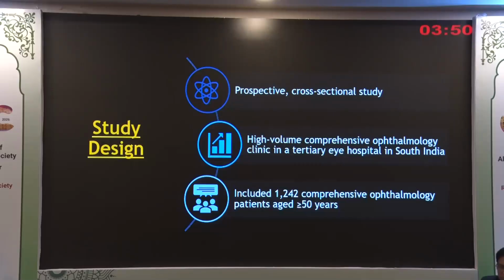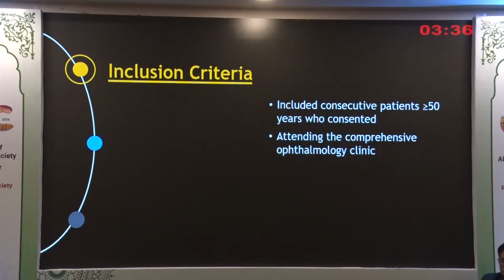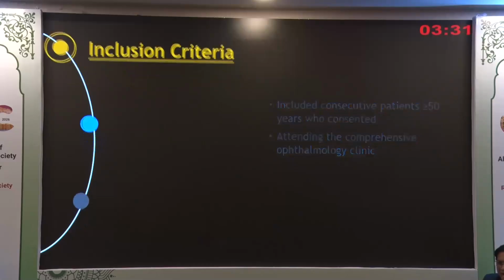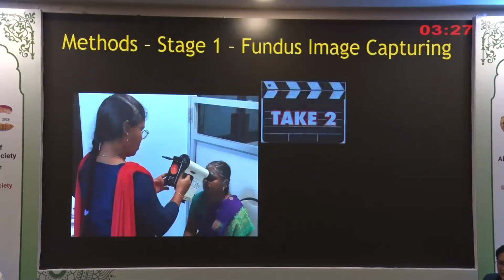This was carried out in a high-volume comprehensive eye care, tertiary eye care hospital, and we had 1,242 patients in our study group. The sample size was calculated in order to attain 95% confidence interval. And methodology included, we included all the patients who were consenting to participate, aged 50 years or more, attending the comprehensive eye care clinic. We excluded all those who had sudden vision loss, active infection, or recent history of surgeries.